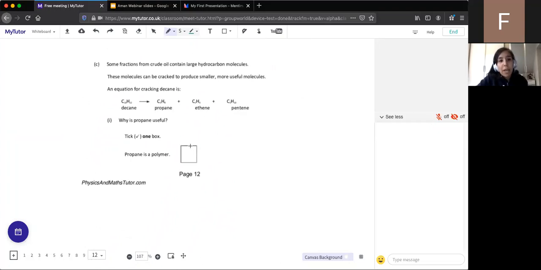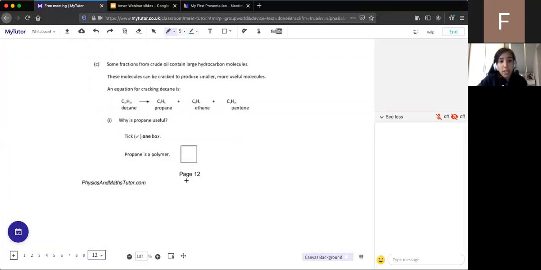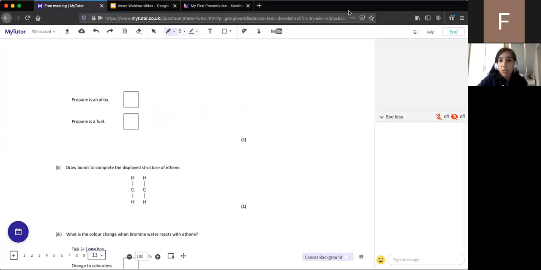Why is propane useful? So the answers are: propane is a polymer, propane is an alloy, or propane is a fuel. Why is it useful? Good. Propane is a fuel. Remember, all the alkanes produce fuels or are fuels. So well done. Propane is a fuel.